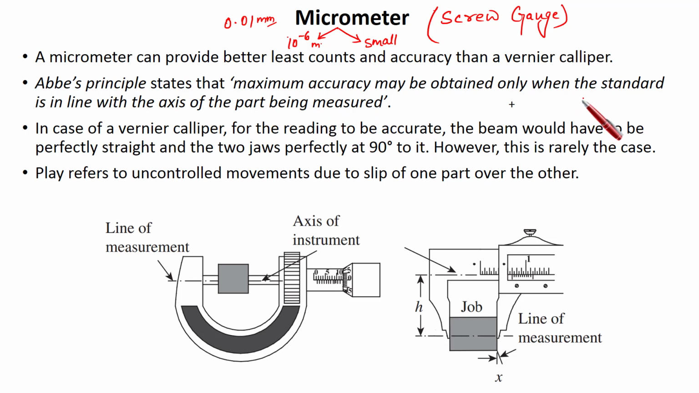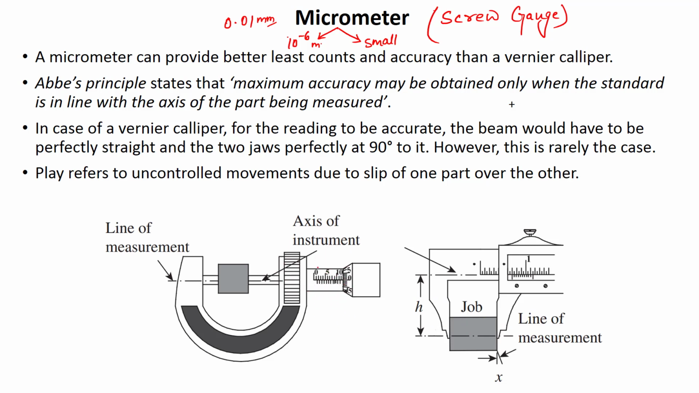Okay, so the axis of the instrument is in line with the axis of the part being measured. So then we get the maximum accuracy. Why does it happen like that? That is why the accuracy in this case is minimum, that is less, and in this case it is more.